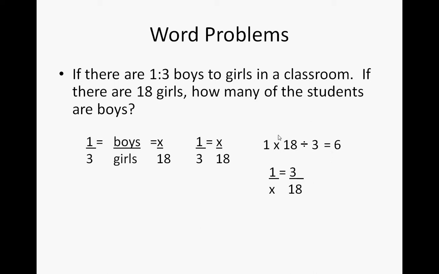Notice there are more than one way to set up a proportion. So if I wanted to set my ratio on the top 1 to 3, notice it's boys to girls. So in the denominators, I need to make sure I go boys to girls.